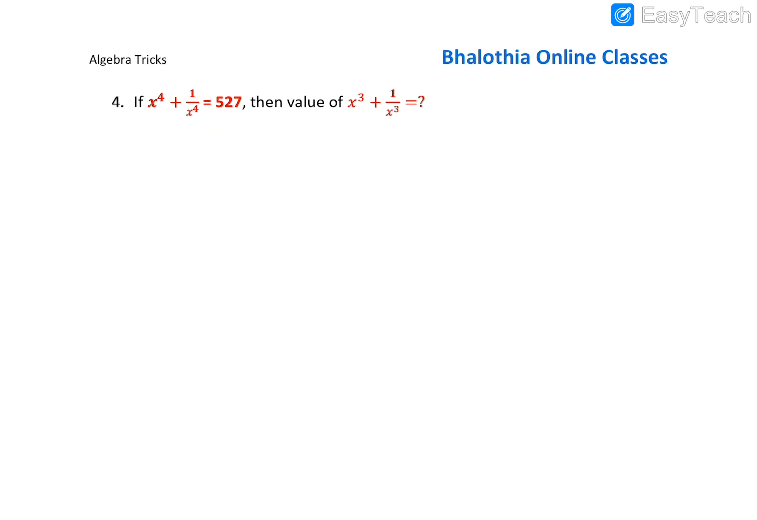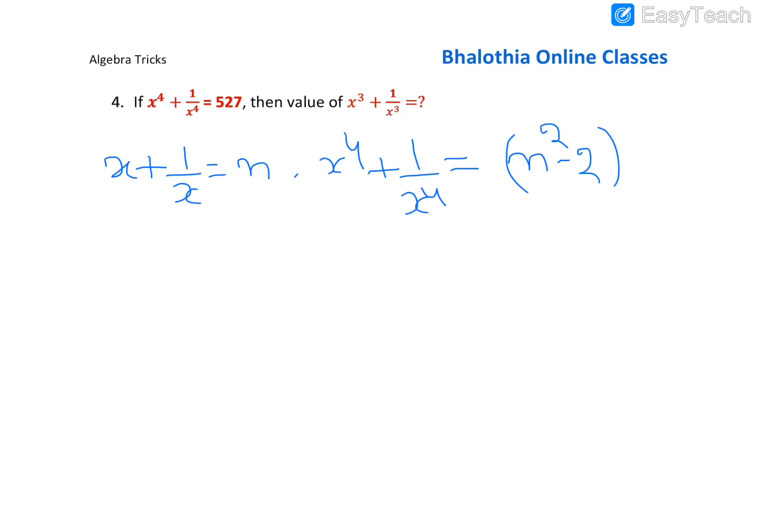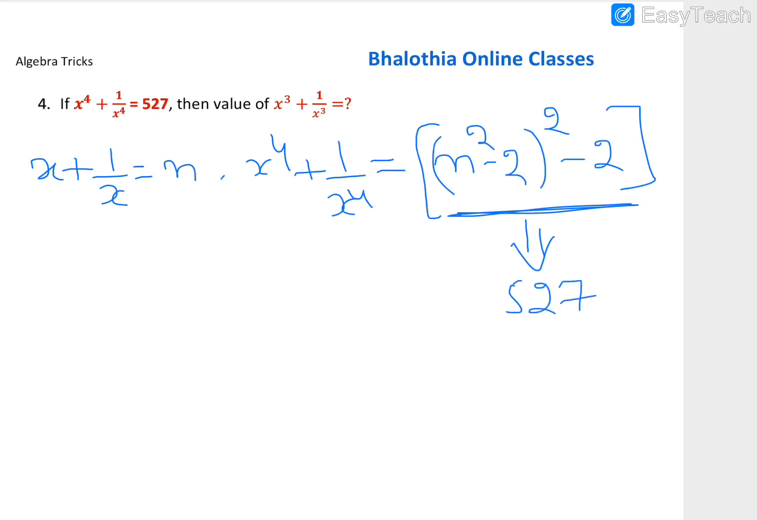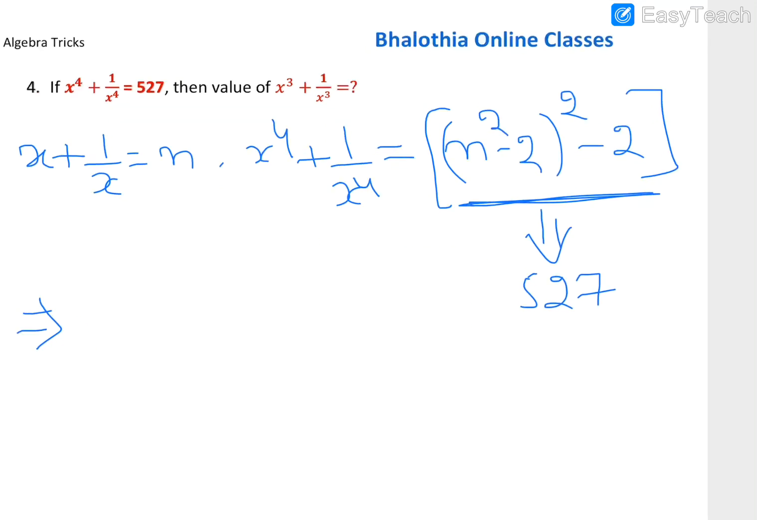That formula was: if x plus 1 upon x equal to n is given, then x raised to the power 4 plus 1 upon x raised to the power 4 is (n square minus 2) whole square, minus 2. This was the formula for 4. So this is given equal to 527. Guys, this kind of question is asked in many competitive exams as well, so you can solve it in this way.